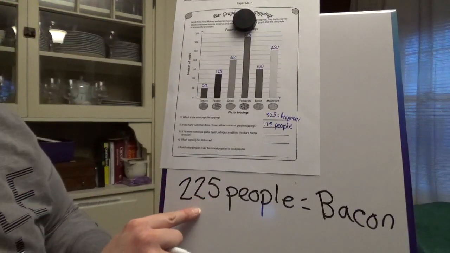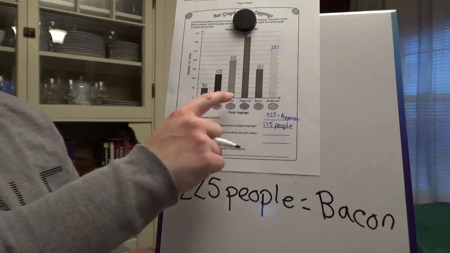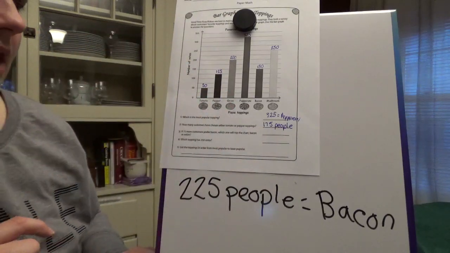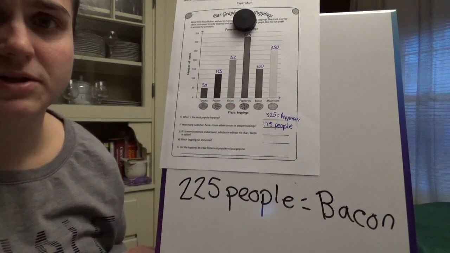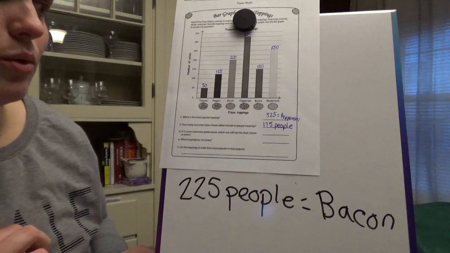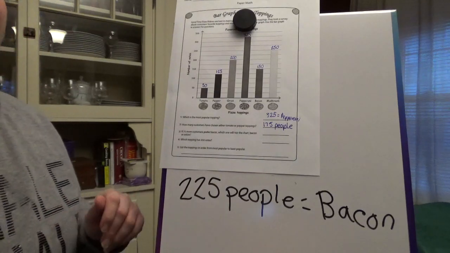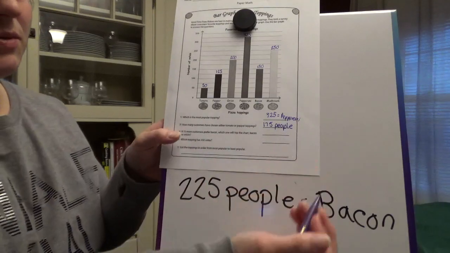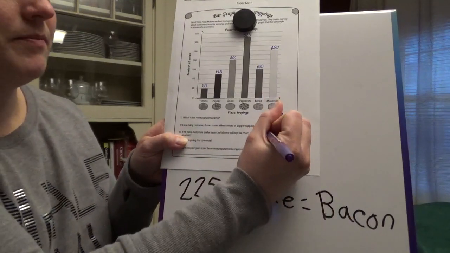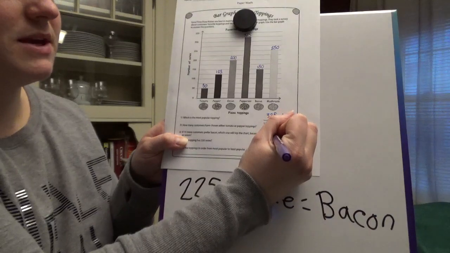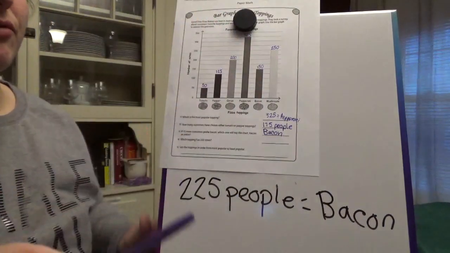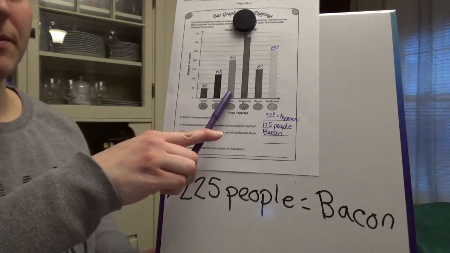So if 225 people like bacon and 200 people like onion, which one would top the chart? That means which one is more popular or most well-liked. And that answer, my friends, would be 225 people, bacon. And the reason why bacon wins is because 225 is greater than 200.